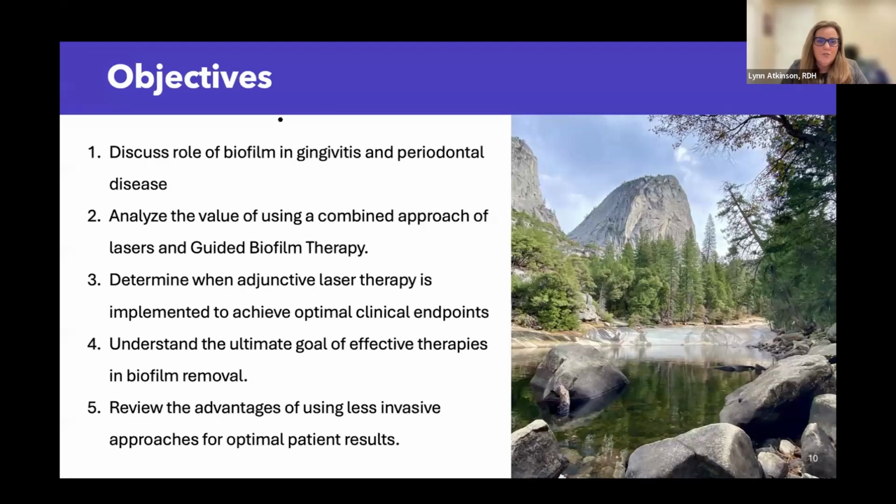So our objectives: we're going to discuss the role of biofilm in gingivitis and periodontal disease, and analyze the value of using a combined approach of lasers and guided biofilm therapy. We're going to determine when adjunctive laser therapy is implemented to achieve optimal clinical endpoints, and understand the ultimate goal of effective therapies in biofilm removal. We're going to review the advantages of using less invasive approaches for optimum patient results.